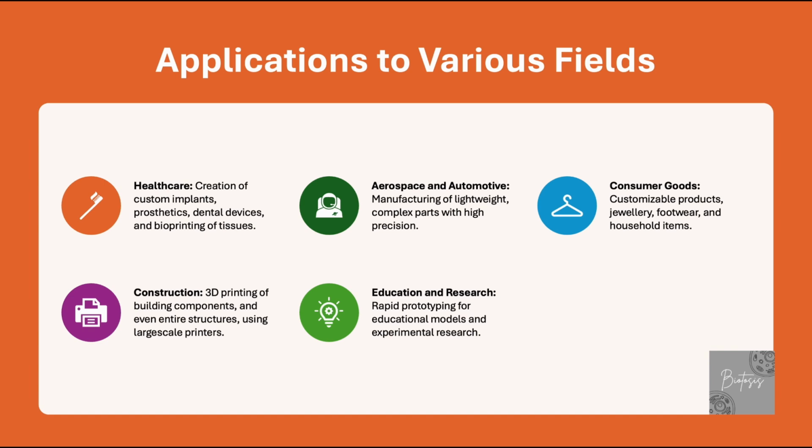Now, education and research is rapid prototyping of educational models and experimental research, which is mostly related to organ printing, right? We are trying to create organs so that we can use fewer animals for testing, which will be better. Why? Because animals are only an 80% match, but if we are able to create our own organs, those will be a 99% match, right?